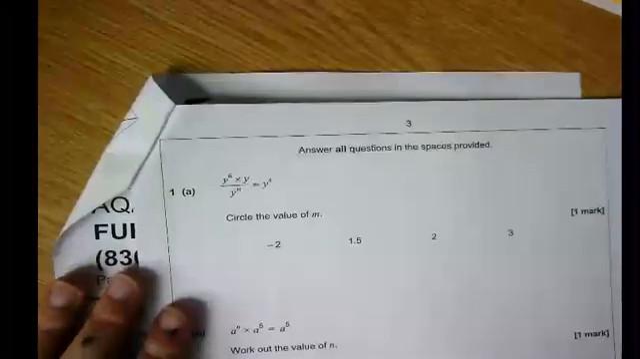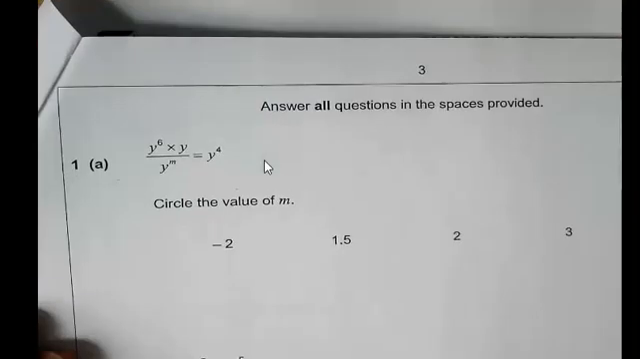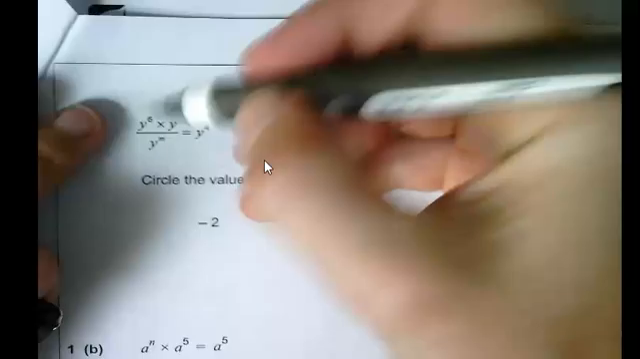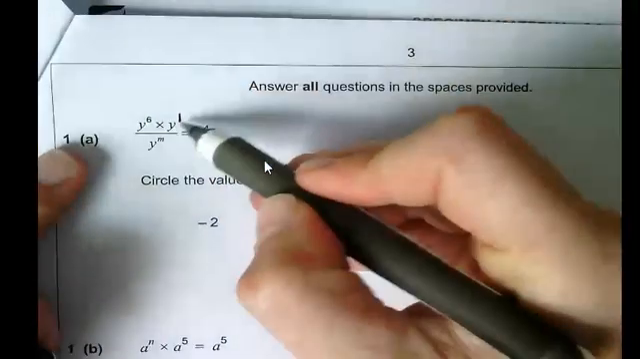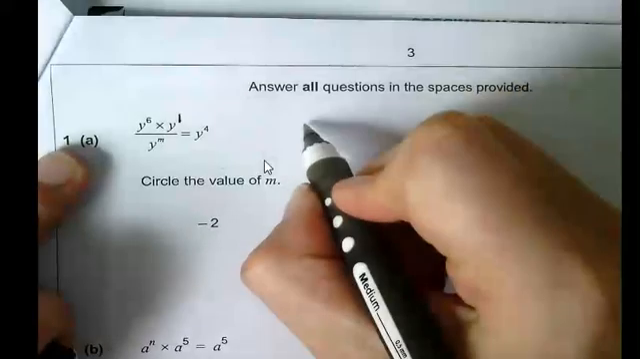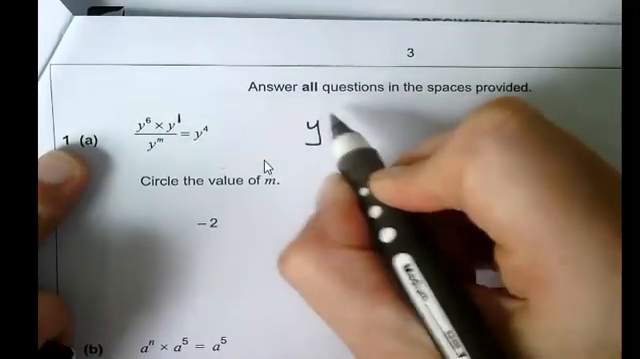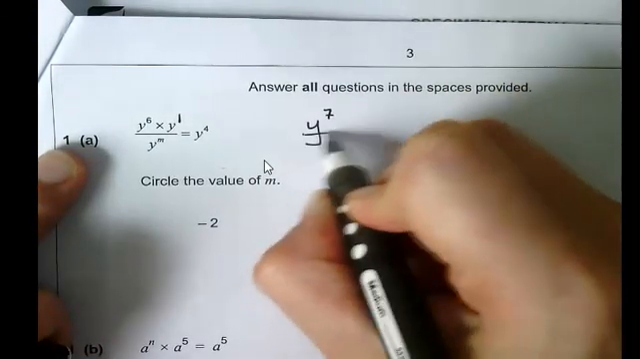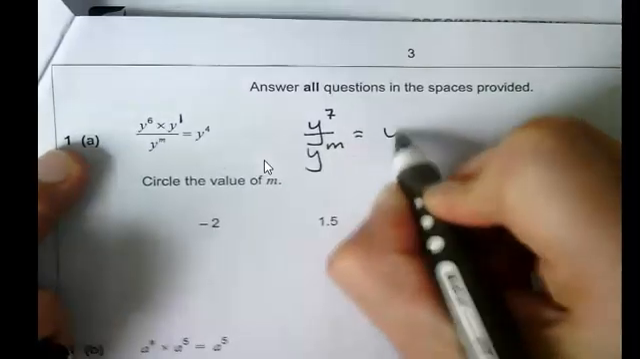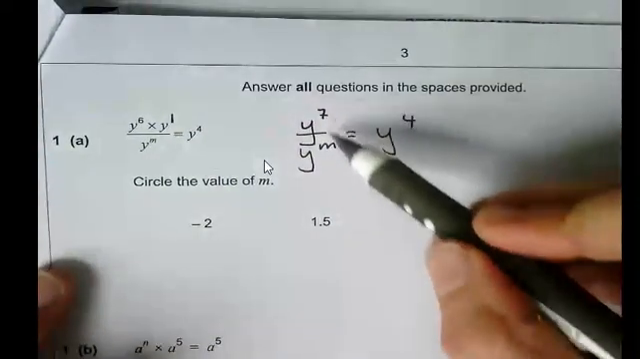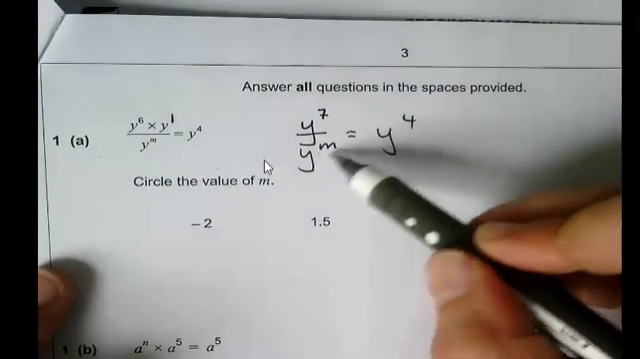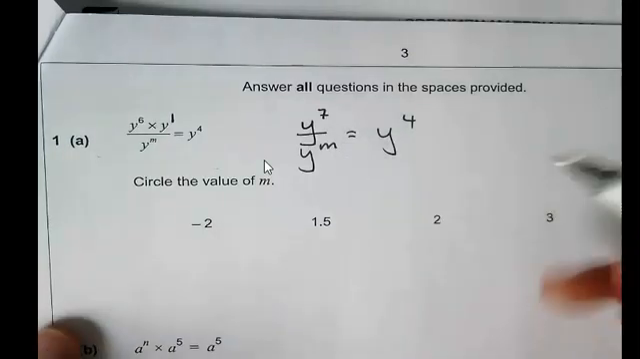Question 1. Circle the value of m. I know that y is the same as y to the power of 1, so index laws tell me my numerator is y to the 6 plus 1, which is y to the 7, over y to the m, is equal to y to the 4, and I know that I subtract the powers when I'm dividing, so this is going to need to be 3.